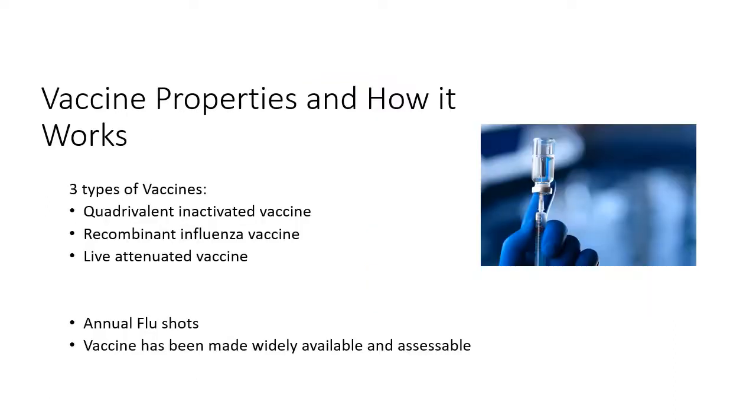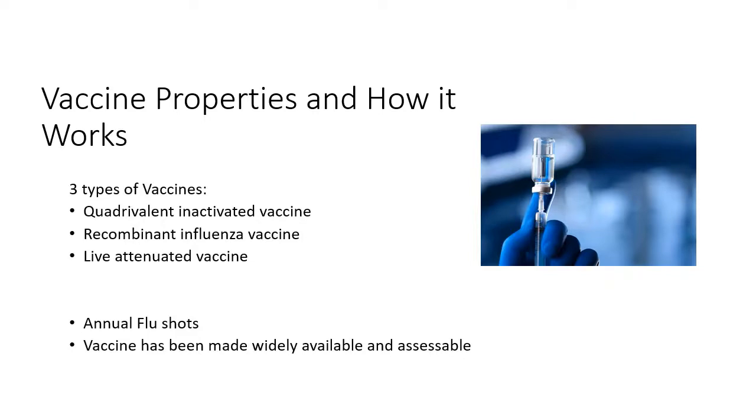Properties of the influenza vaccine and how it works. Vaccines are either inactivated, meaning that they do not contain a live virus, or they contain a weakened live virus. There is no preference expressed from one vaccine to another according to the CDC. There are 3 influenza vaccines: quadrivalent inactivated influenza vaccine, recombinant influenza vaccine, and live attenuated vaccine.